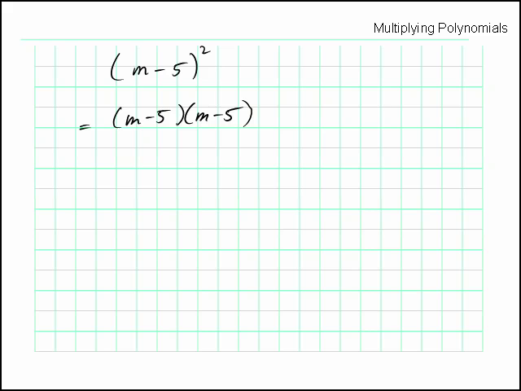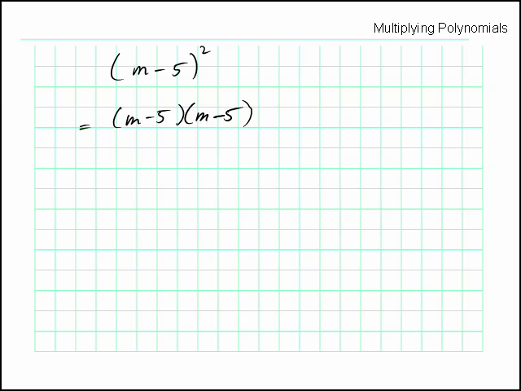And by the way, I see some students making this error. They think, oh well, this is, I don't know, a difference of squares pattern. One's a minus, one's a plus. No. When you square something, it's m minus 5 times itself. One is not a plus and one is not a minus. So let me switch that back. Don't make that mistake here.